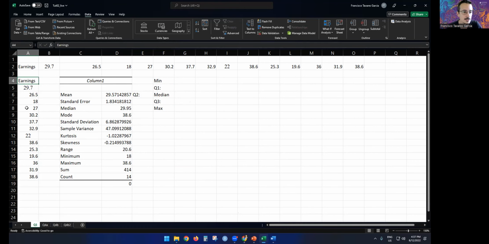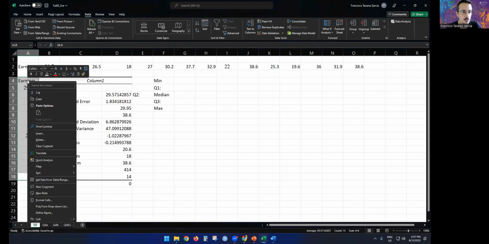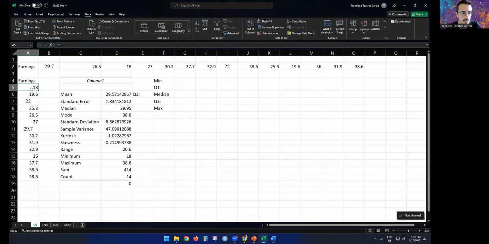Look, another thing you can do. Select it all. Data. Where is the sort? Look at that. Sort. And you can do sort smallest to largest. Or you can click right button, sort smallest to largest. I'll click. And look at that. Minimum 18, maximum. So I'll copy and paste. Copy and paste. Now I'll need your help.